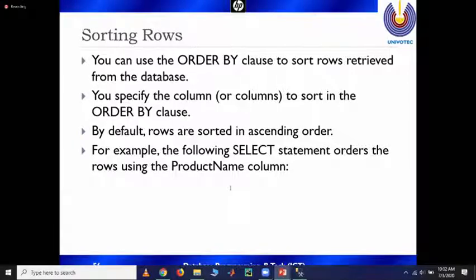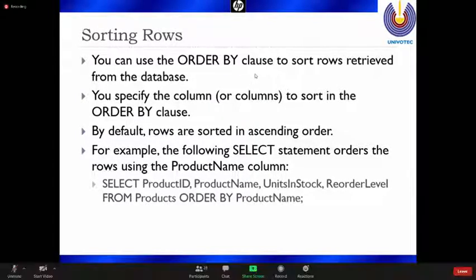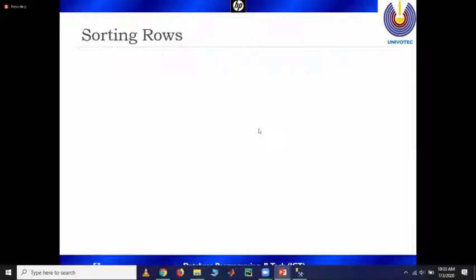For example, the following SELECT statement orders the rows using the product name column. Select product ID, product name, unit in stock, reorder level from product order by product name. Then we start from A to Z, order from A to Z. That's the default thing. Default is ascending order. Here product name is a string. If sometimes a number is there, that is also ordered minimum to maximum, like ascending order.